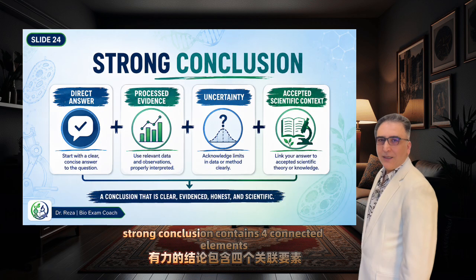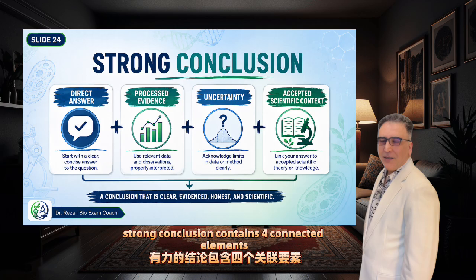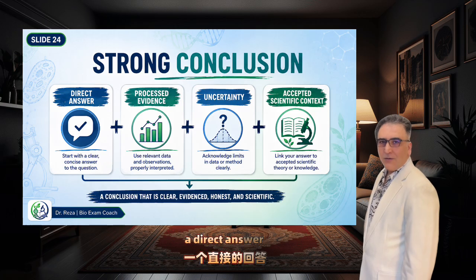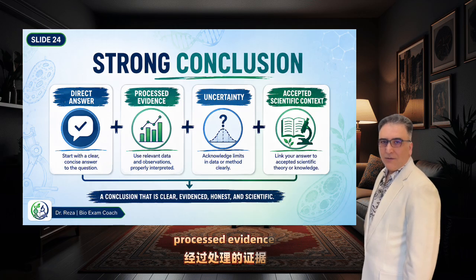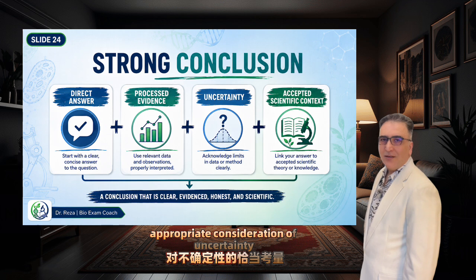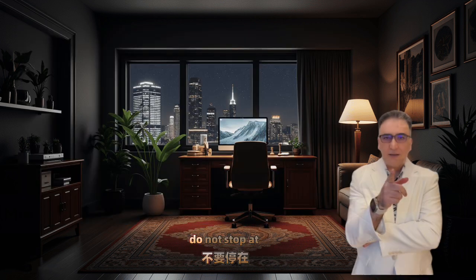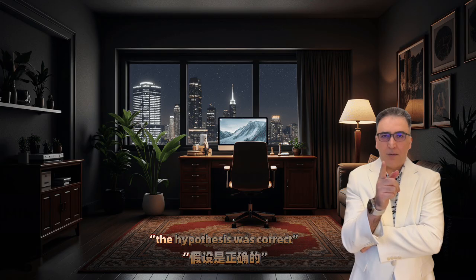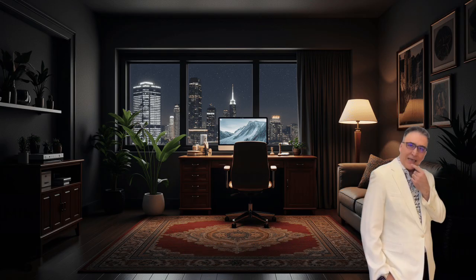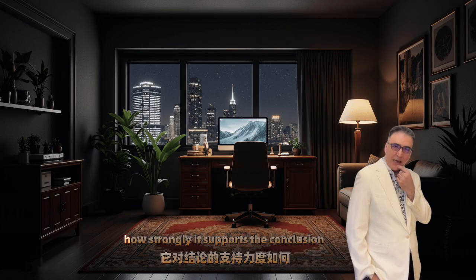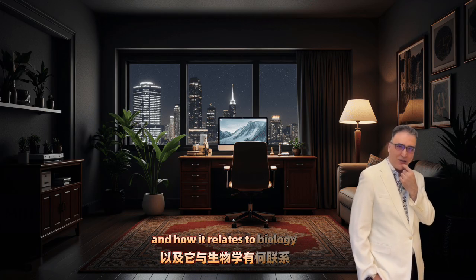A strong conclusion contains 4 connected elements: a direct answer, processed evidence, appropriate consideration of uncertainty, and comparison with accepted scientific knowledge. Do not stop at the hypothesis was correct. Explain what the evidence shows, how strongly it supports the conclusion, and how it relates to biology.